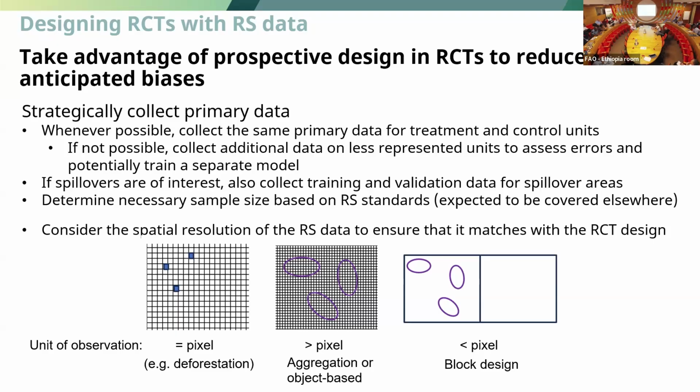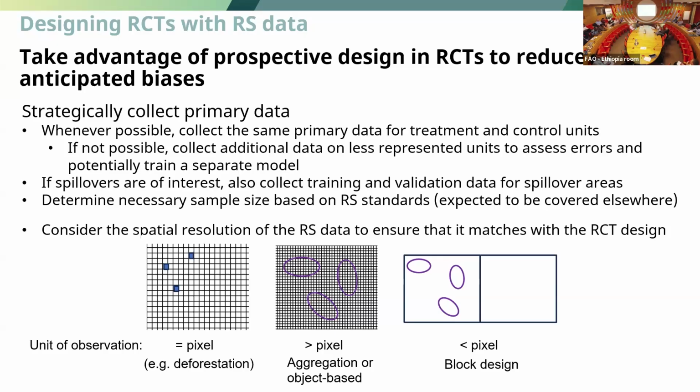So your unit of observation could be at the pixel level if you're looking at something like deforestation. So you're looking at a whole village and you could pick a subset of pixels randomly to sample for deforestation. If you're looking at something like a field, then usually the pixel is smaller than your unit of observation, and then you need aggregation or object-based methods. There's all kinds of methods to aggregate up when you have a lot of pixels.